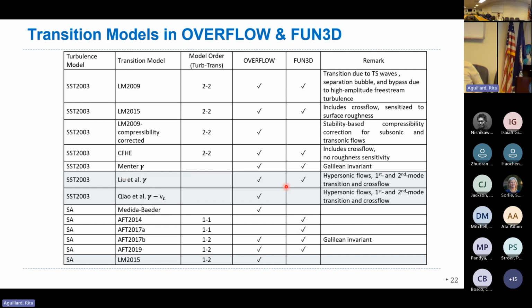And I would like to also point out there are some new hypersonic-based models which are being put in, but they are not yet production ready, so they may not be part of the main release.